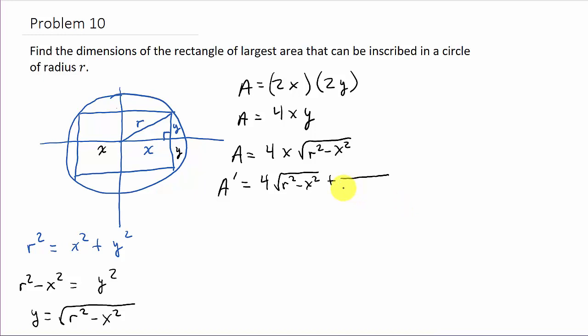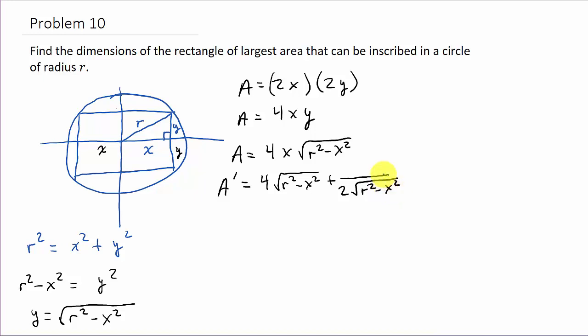All right, so here I've got 2 square root r squared minus x squared. Whenever you're taking the derivative of a square root, it's 2 times whatever that square root is. And then in the numerator, it's the derivative of what's underneath the square root. So the derivative of r squared is 0, because that's just a constant.